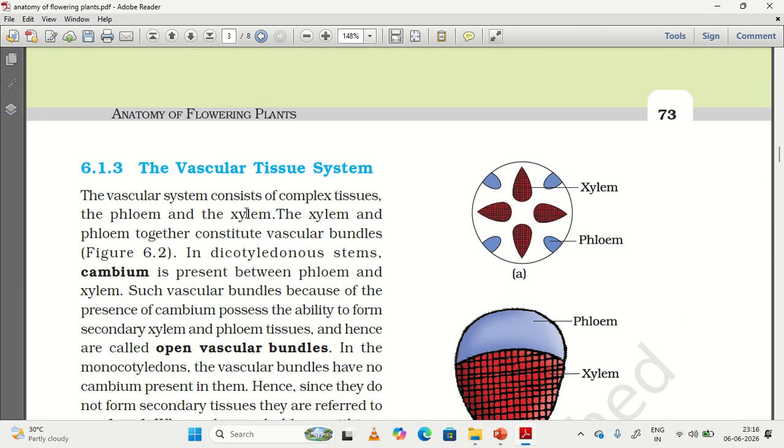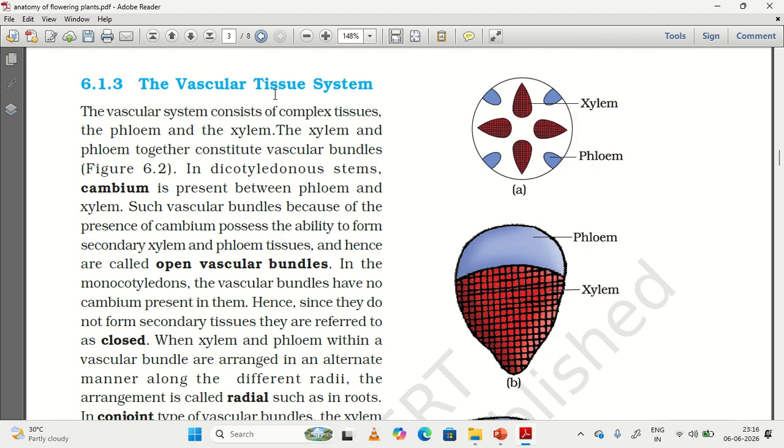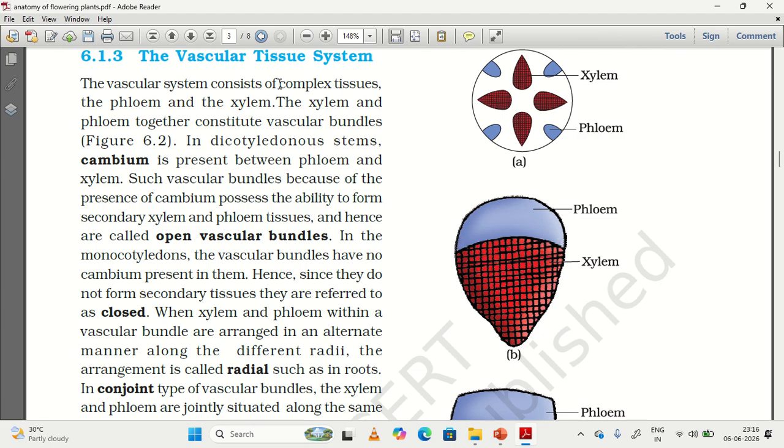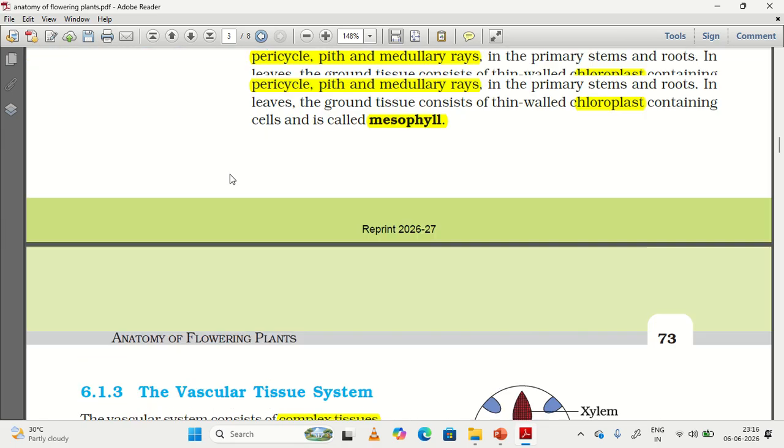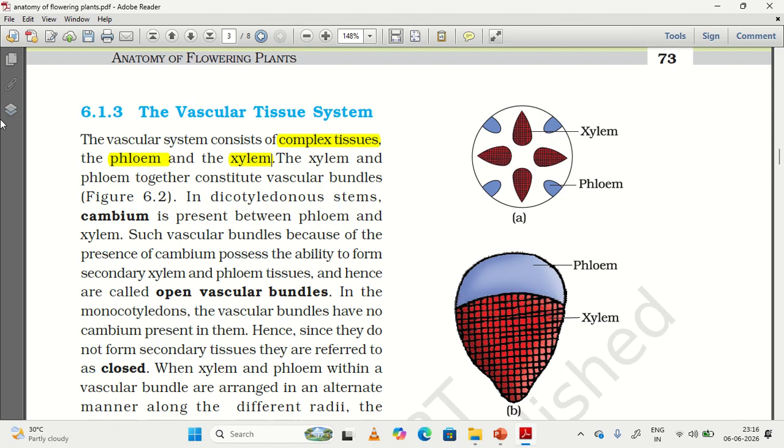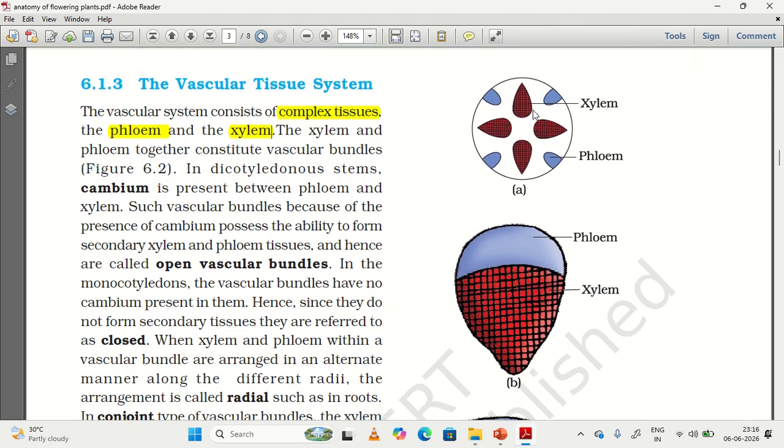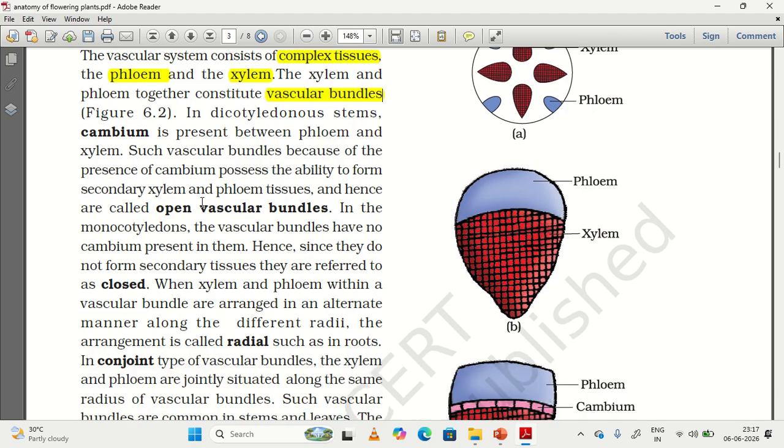The next tissue system is the vascular tissue system. The name itself says that it deals with the vascular bundles. The vascular tissue system consists of complex tissues like the phloem and the xylem. We all know that xylem and phloem put together constitute the vascular bundle.